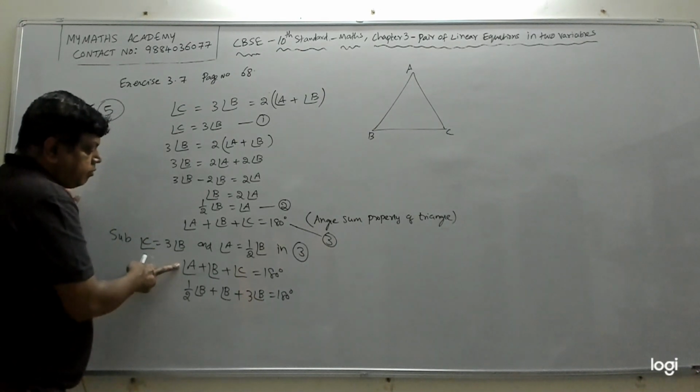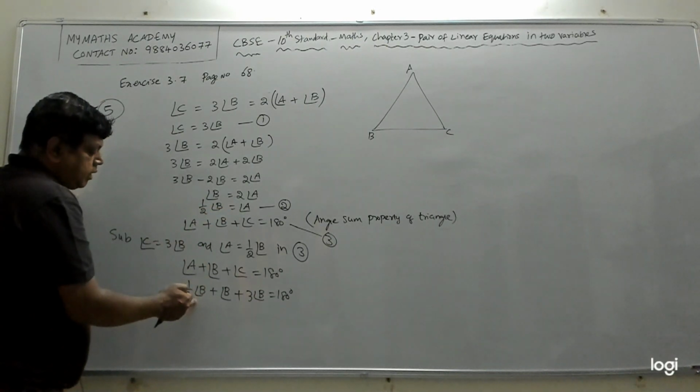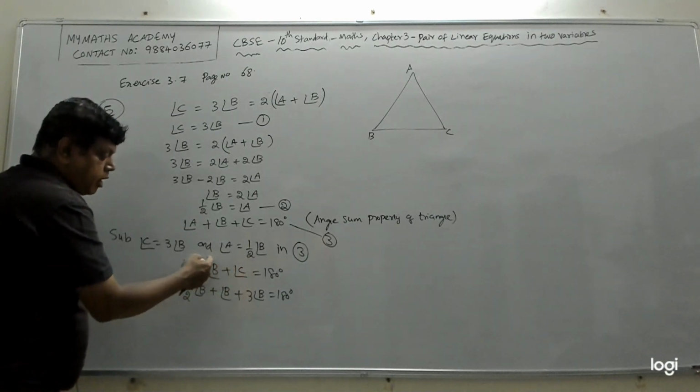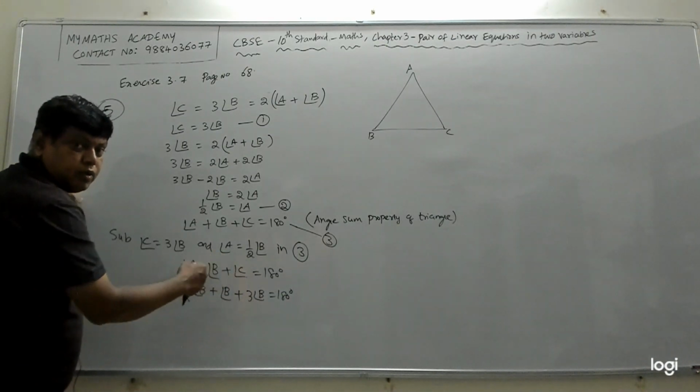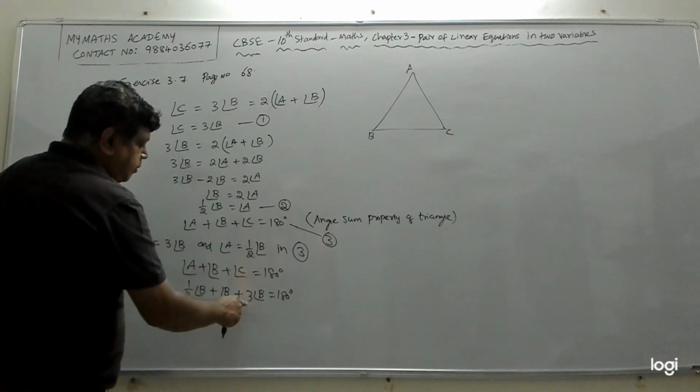So instead of angle A, we are putting 1 by 2 angle B, because angle A is 1 by 2 angle B, and B I am writing as it is. So everything I am converting into B. Now what do we get? We get 1 by 2 angle B plus 3 angle B.